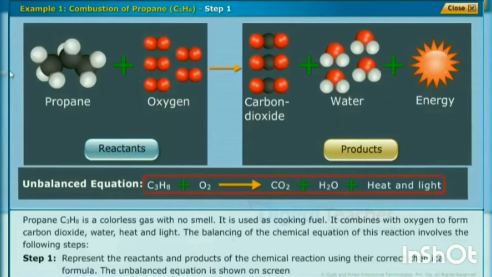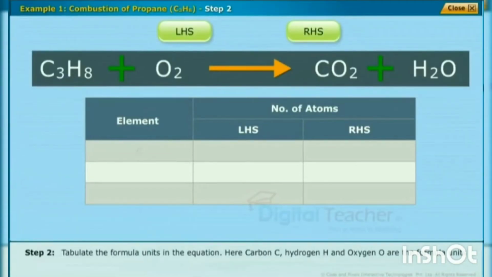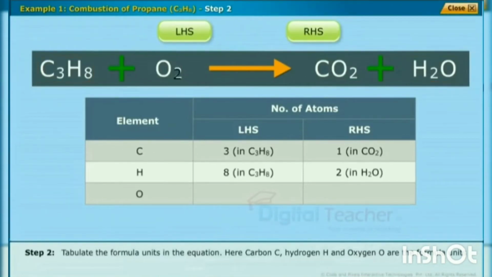In step 2, we tabulate the formula units in the equation. Here carbon, hydrogen and oxygen are the formula units, or you can say the elements that are involved in the chemical reaction or chemical change. Then we write down these elements present on the left hand side and on the right hand side, along with the species in which they are present.